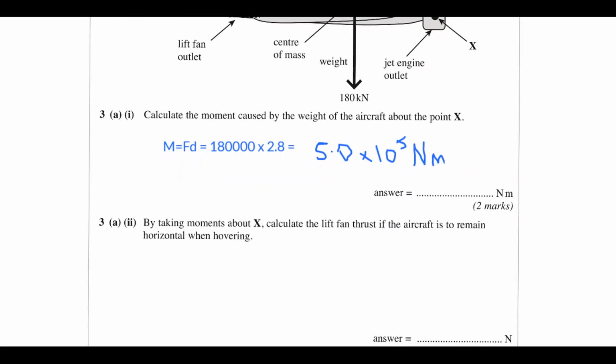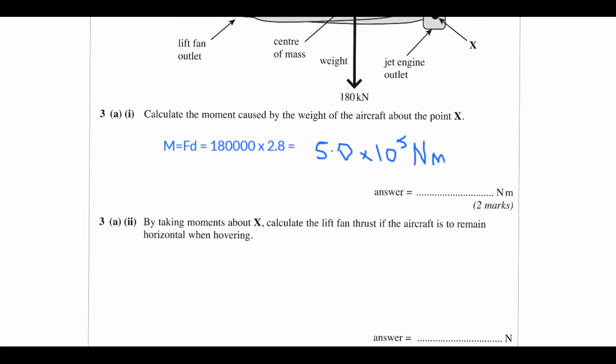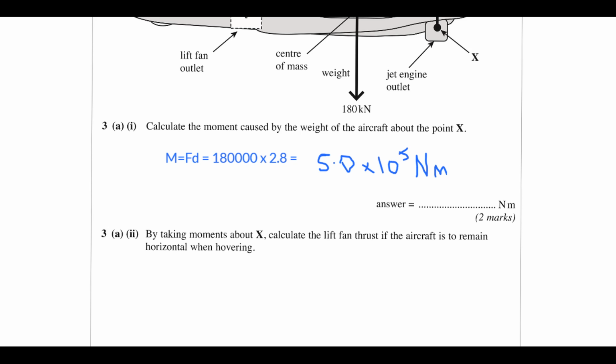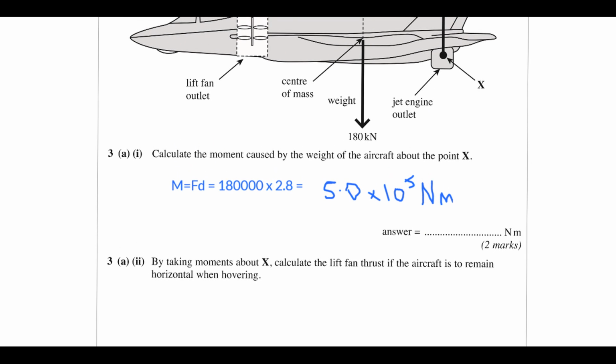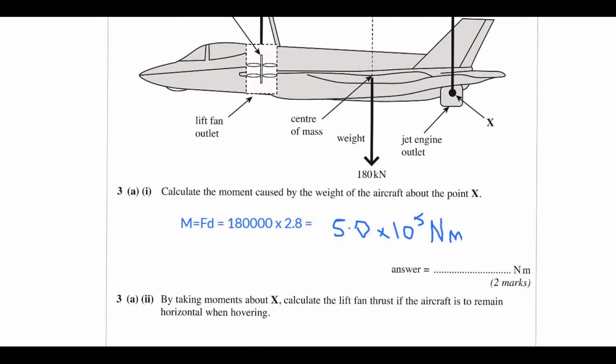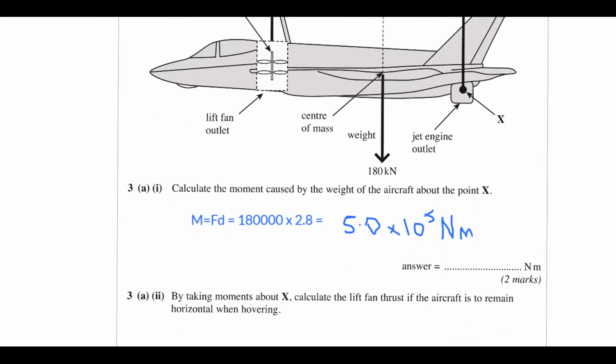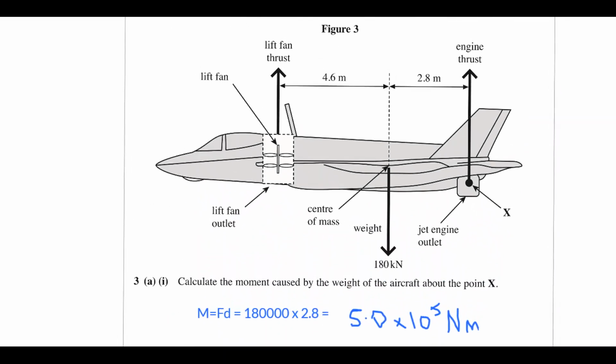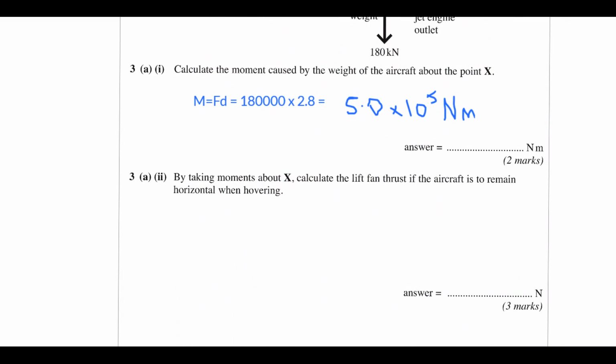So moving on to the next question. By taking moments about X, calculate the lift fan thrust if the aircraft is to remain horizontal when hovering. So if it's going to remain horizontal, that's not going to be rotating, so the moments must be in equilibrium. So what I'm going to do here is apply, so the moment of the weight force must be equal to the moment of the fan.